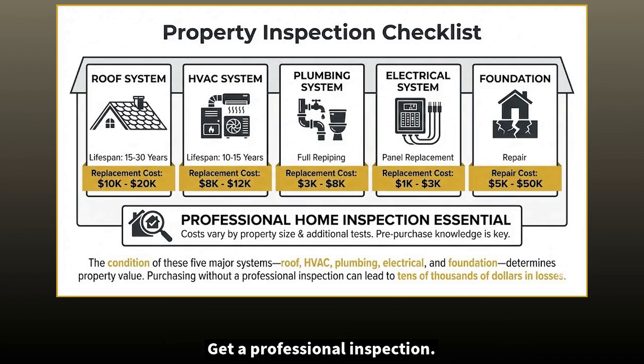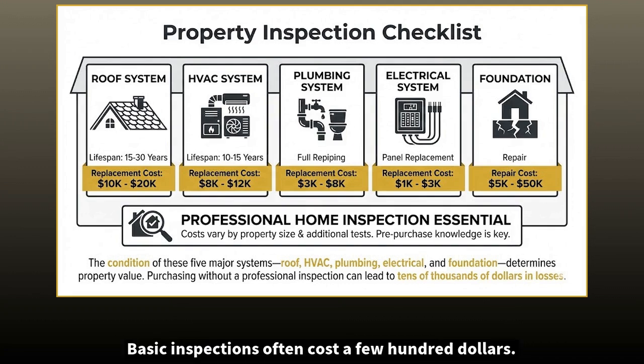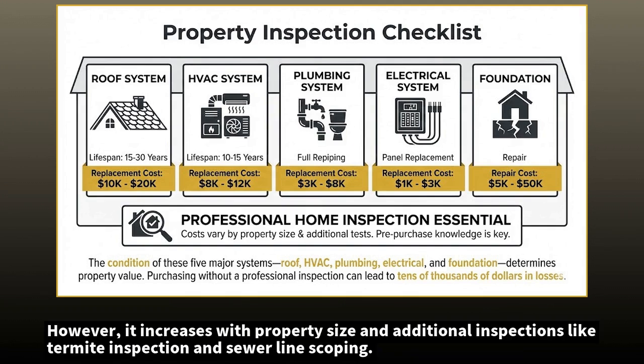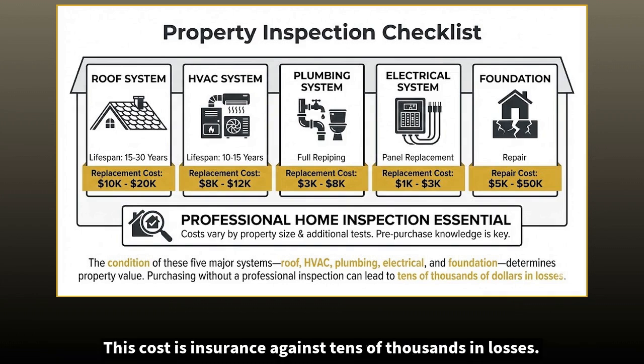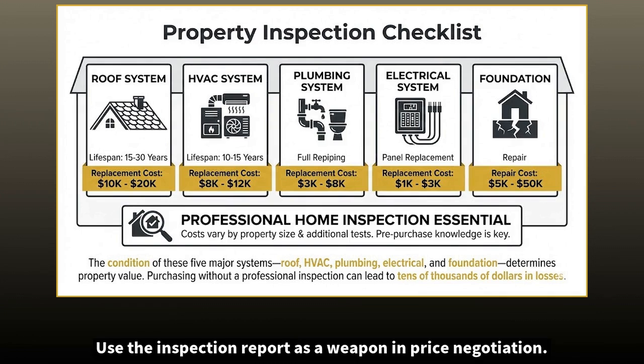Get a professional inspection. Basic inspections often cost a few $100s. However, it increases with property size and additional inspections like termite inspection and sewer line scoping. Verify the necessary inspection menu in advance. This cost is insurance against tens of thousands in losses. Use the inspection report as a weapon in price negotiation.